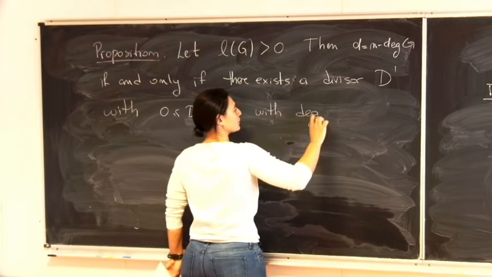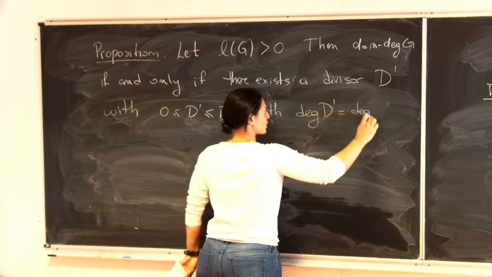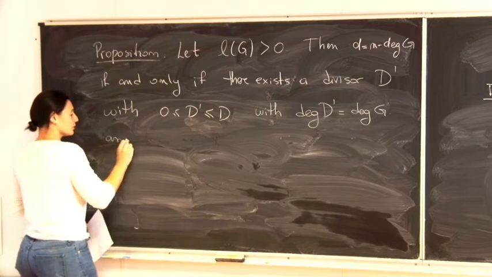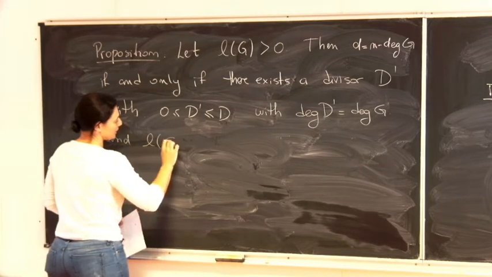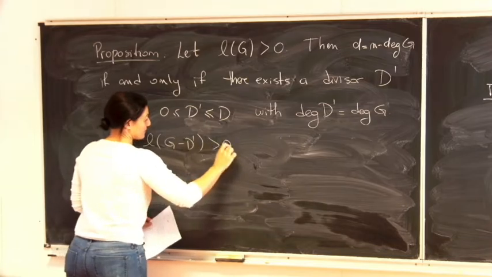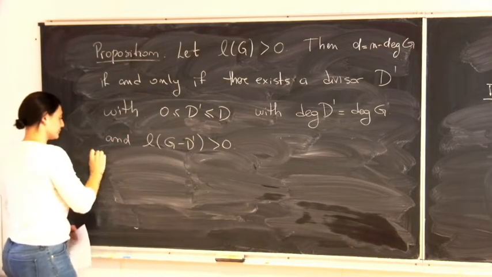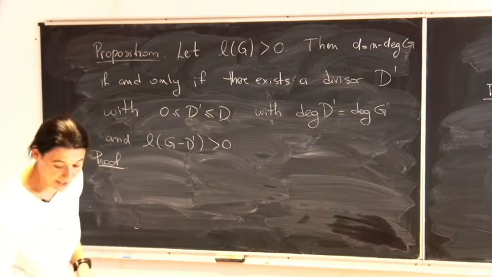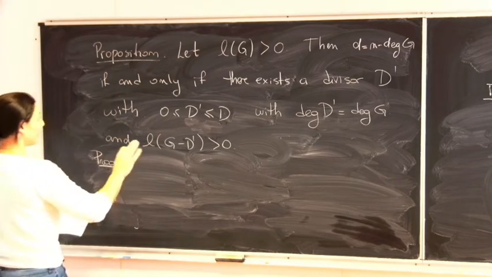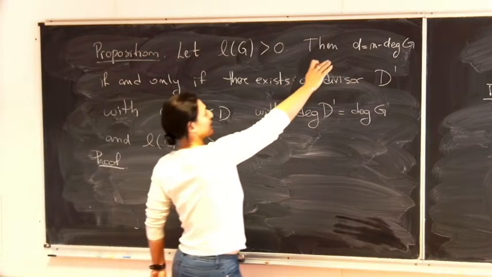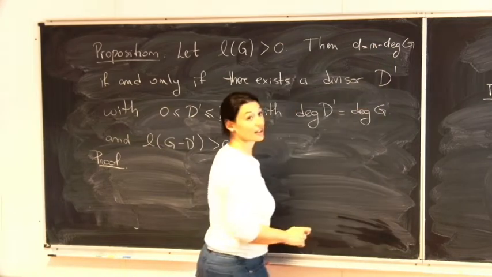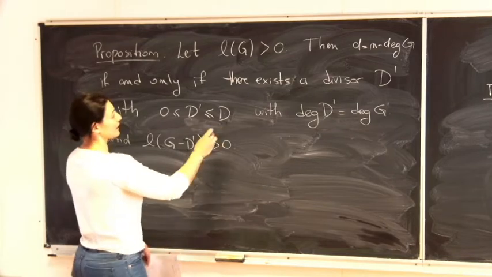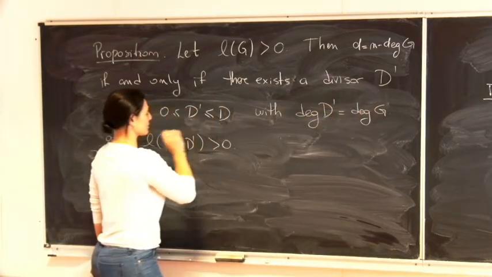Degree of D prime equals degree of G. And of course, we want L of G minus D prime to have something inside. So let's start with the part where we assume that the minimum distance is exactly n minus degree of G, and let's prove that we have a divisor D prime with these conditions.